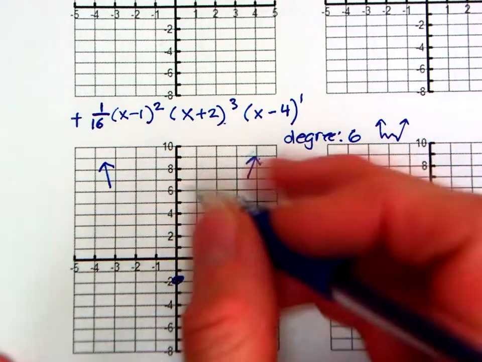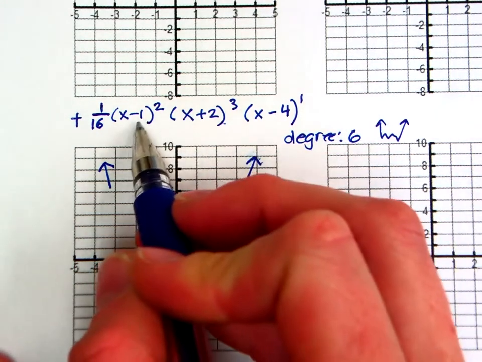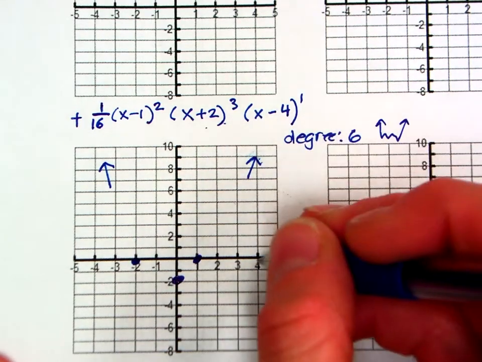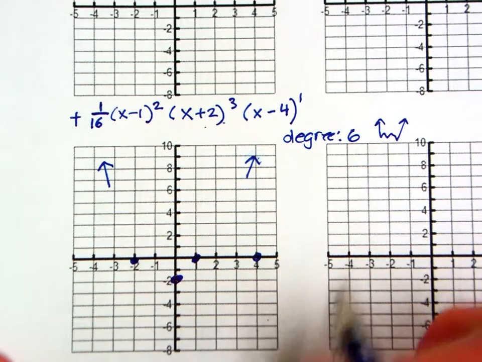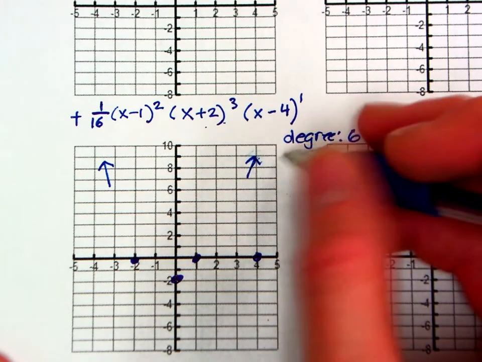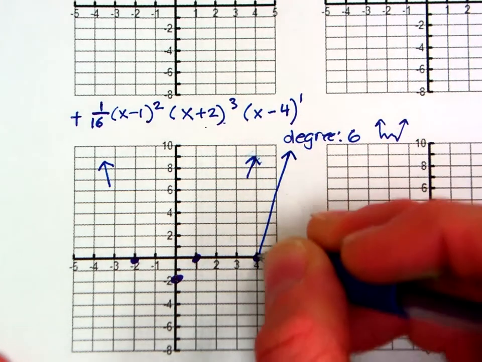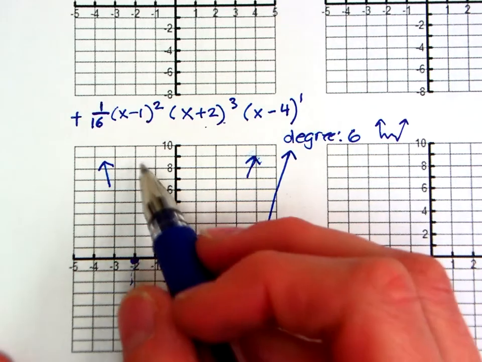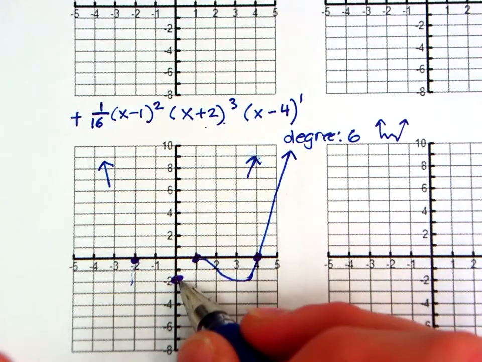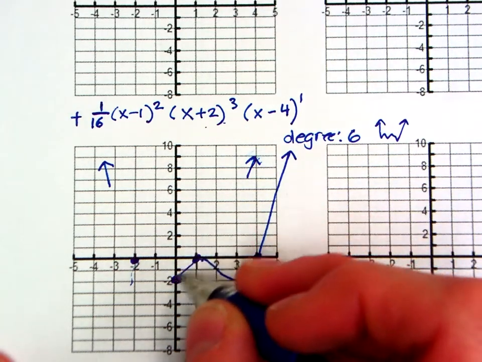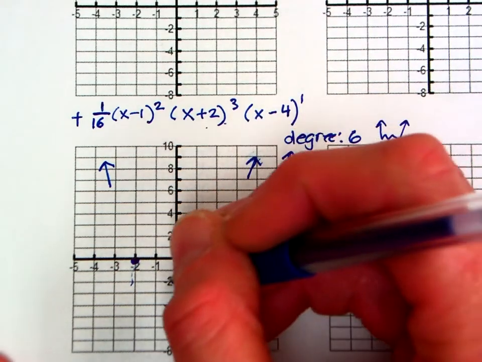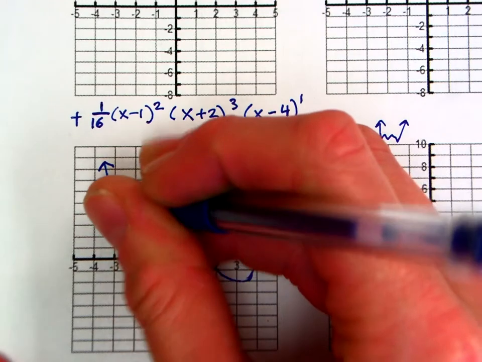Next, I'll plot my zeros. I have a 0 at 1. That comes from this. I have a 0 at negative 2. And I have a 0 at 4. So the behavior at 4 is I'm going to pass through. So I'm going to pass through like this. And then I'm going to bounce at 1. So I'll come back up, bounce. Now I have to come down and hit the y-intercept. And then I'll wiggle through negative 2 because this is a cube. So I'll come through and wiggle.